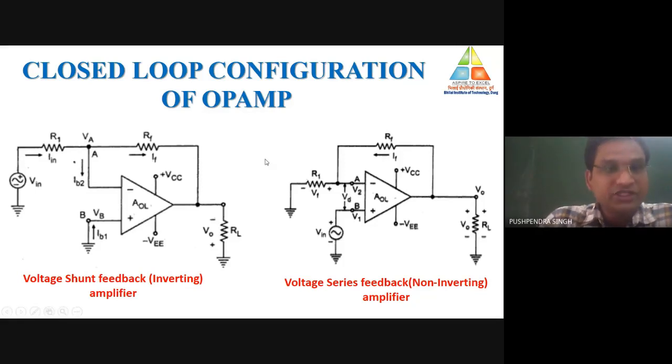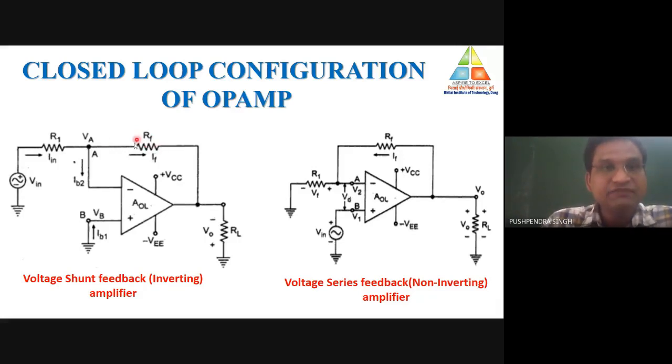So in closed loop configuration of op-amp, the left hand side of the circuit is voltage shunt feedback, which is also called the inverting amplifier, and the right hand side of the circuit is voltage series feedback, which is basically a non-inverting amplifier. So what do we mean by voltage shunt and voltage series? Voltage shunt means that the feedback voltage is connected in parallel with the input supply, then that is called voltage shunt.